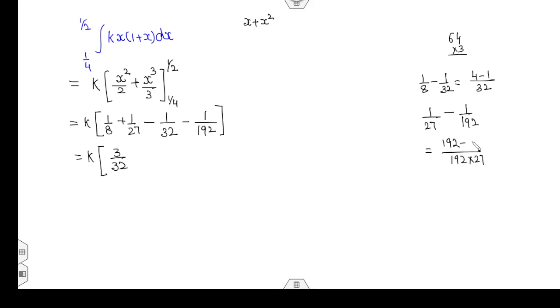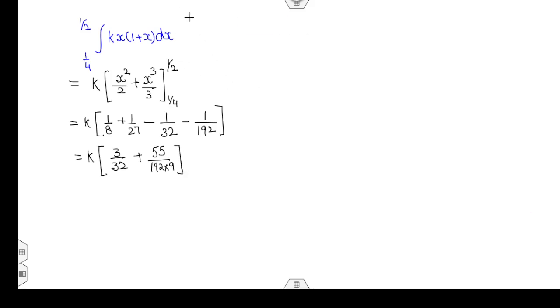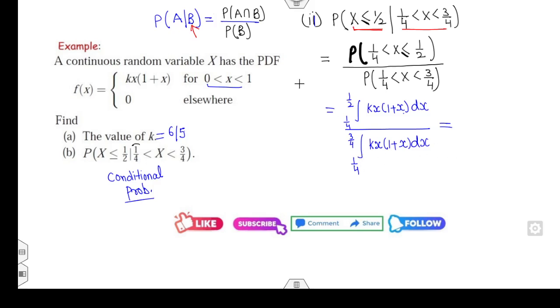Fine. 192 minus 27. So 5, 6, 1 divided by 192 and 27. 3, 5 here 15, 5 here 15. Fine. So that will be 55 divided by 192 into 9. Clear? Similarly, for the denominator portion, what is the limit of the denominator? It is 1 by 4 and 3 by 4.